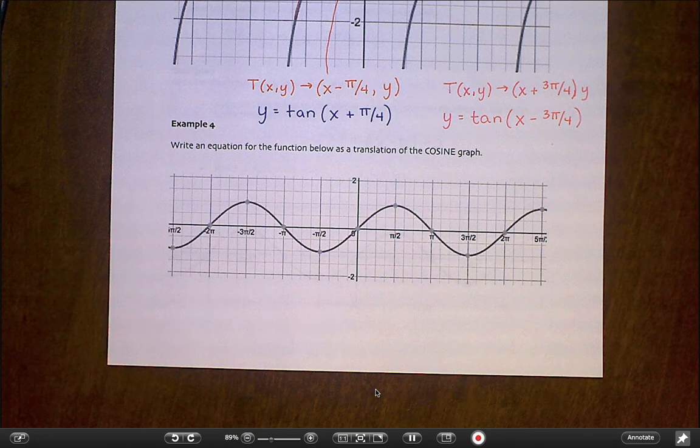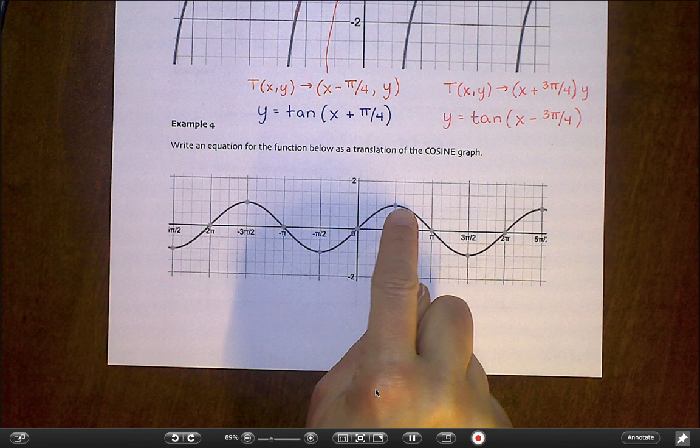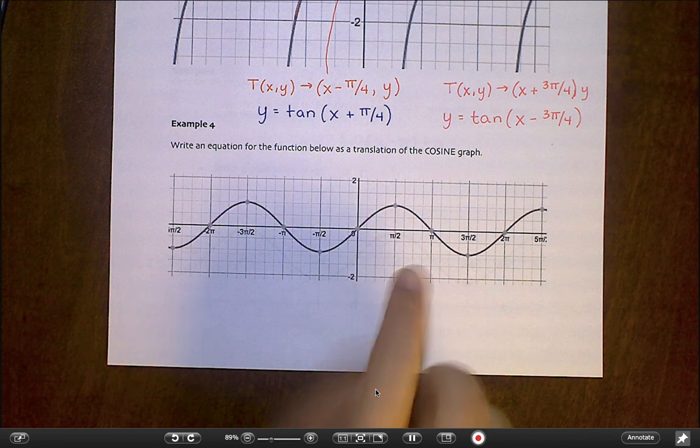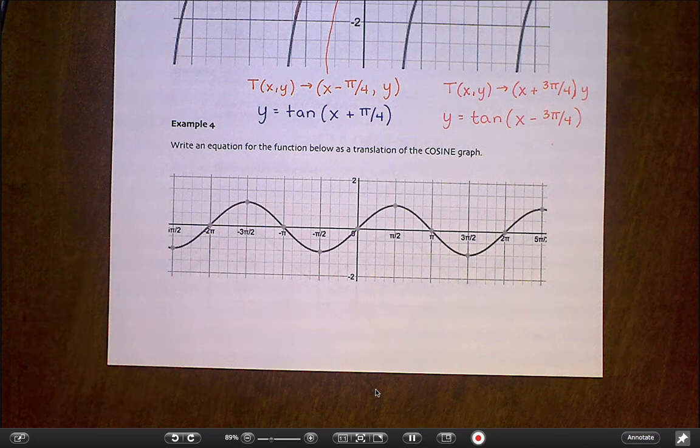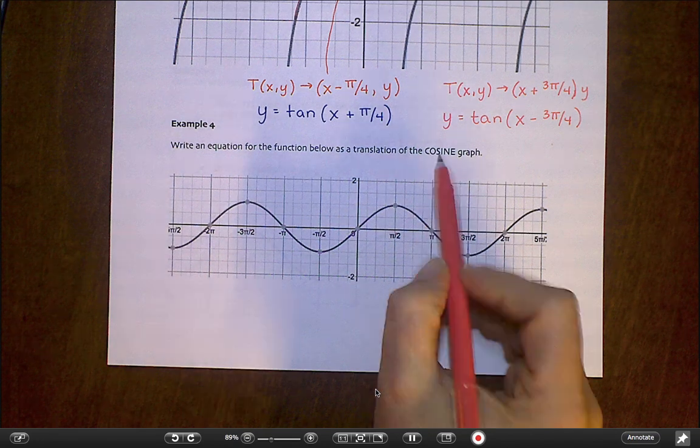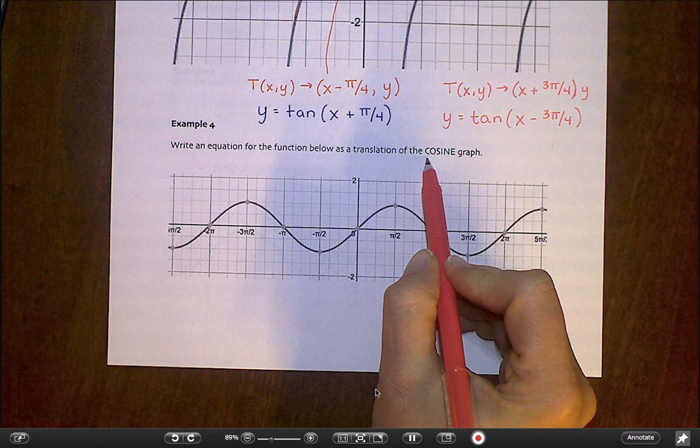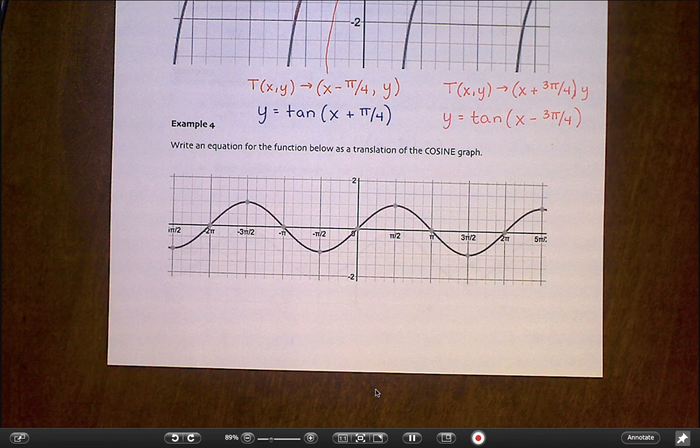Okay, so now let's look at example 4. If I were to just hand you this graph and ask you what function this is a graph of, I hope you would tell me it's the sine function. Okay, it starts at 0, 0, it's got an amplitude of 1. This should be, for all intents and purposes, the sine function. But I am asking you to write me an equation for this using the cosine function. Okay, the plot thickens here.